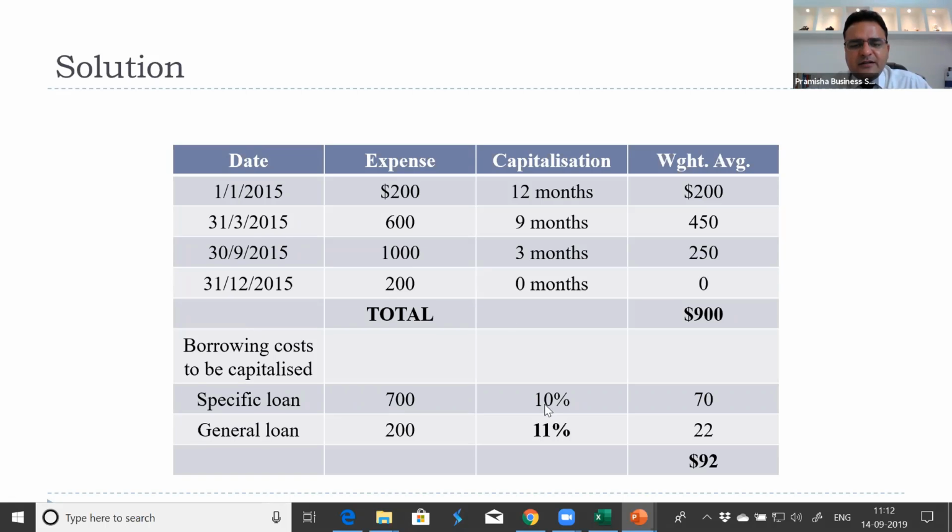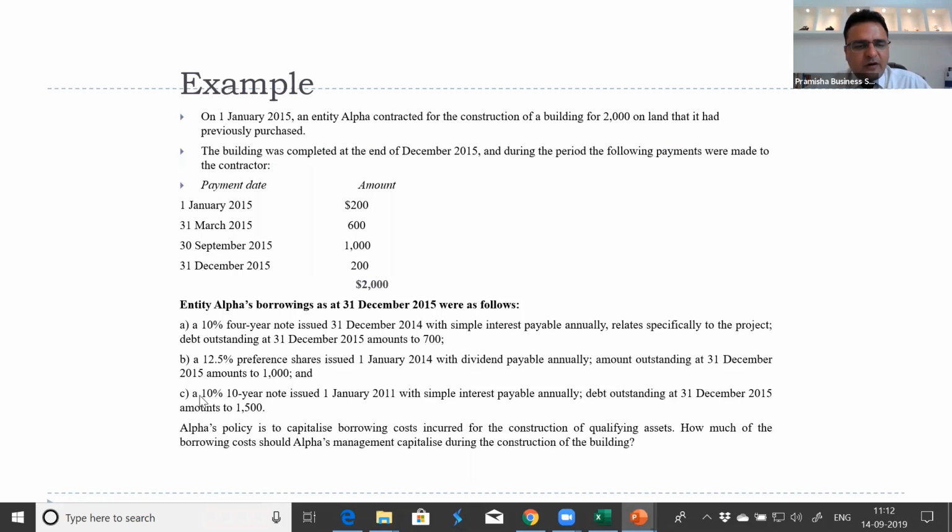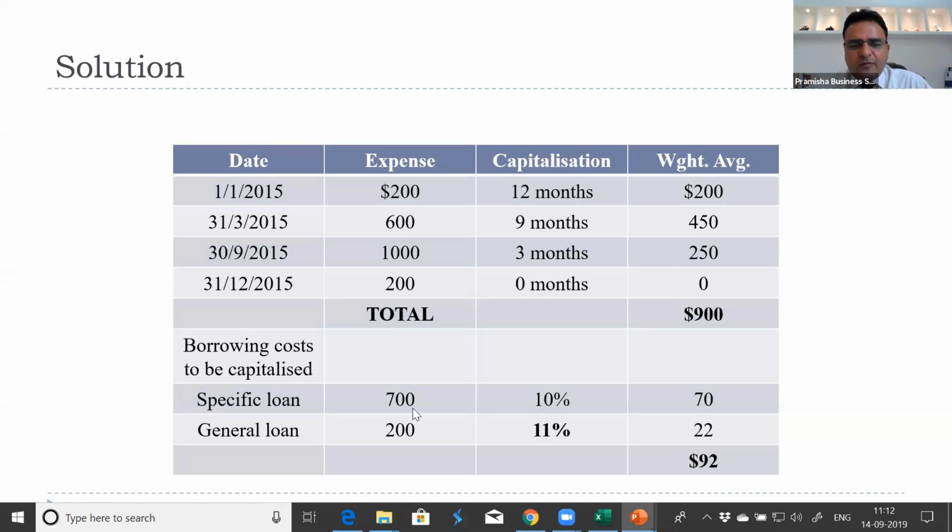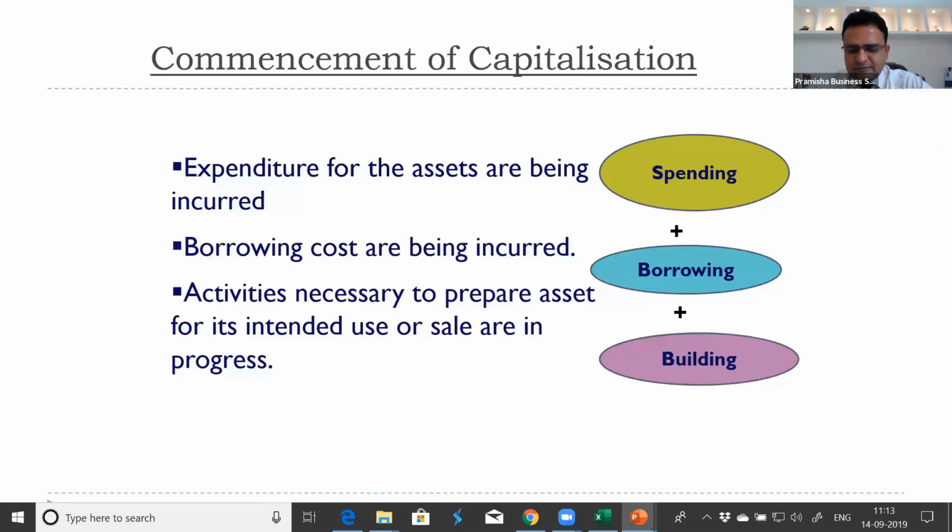So we can charge 10% for the specifically borrowed funds of 700. The 200 we have used from the funds which are borrowed at the rate of 12.5% and 10%. So the average of 12.5% and 10% turns out to be 11%. So we charge only 11% on the 200 from the general loan being used on this project. In total 900: 700 borrowed specifically, 200 borrowed from the general fund. So we use the average rate applicable to it, 11%.